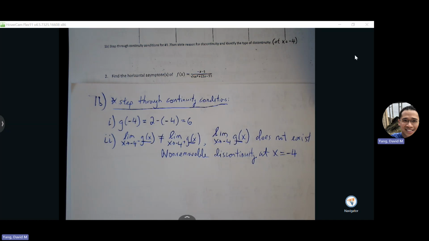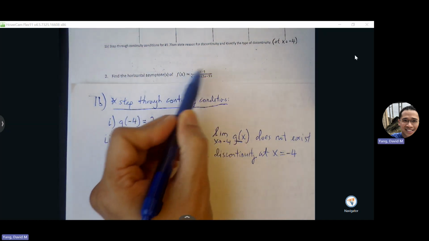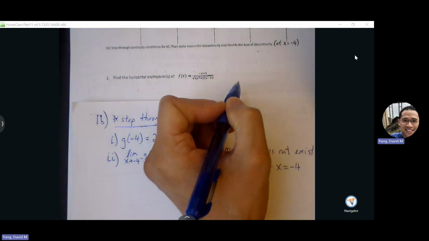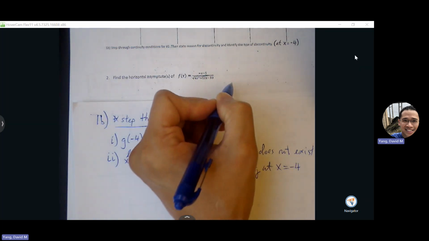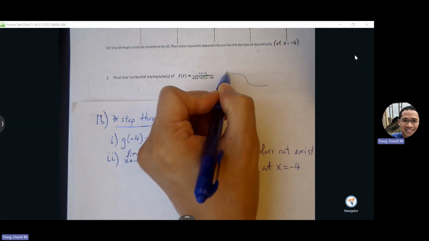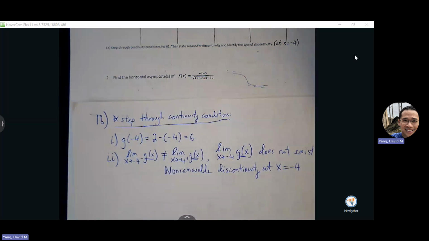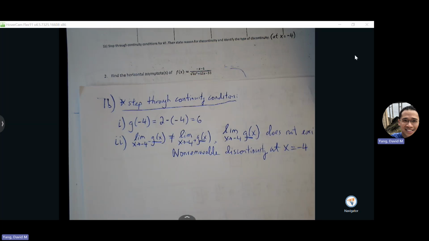Number 2, find the horizontal asymptotes. We know that this is a strange looking graph potentially because maybe the graph looks something like this. You don't have to have a graph calculator, but I just want to show you that if there's a radical below and none above, maybe our graph could look something like this, where there could be a split asymptote on either side of infinity.